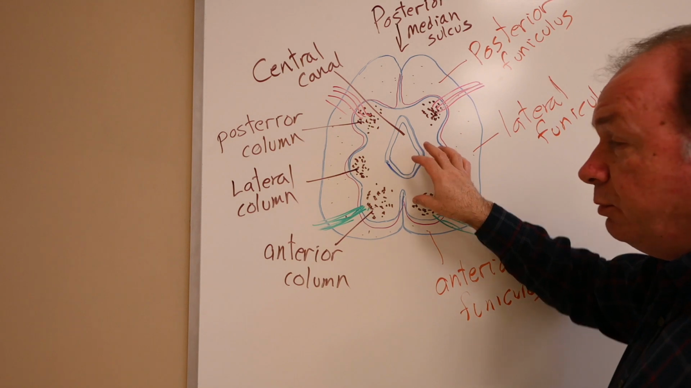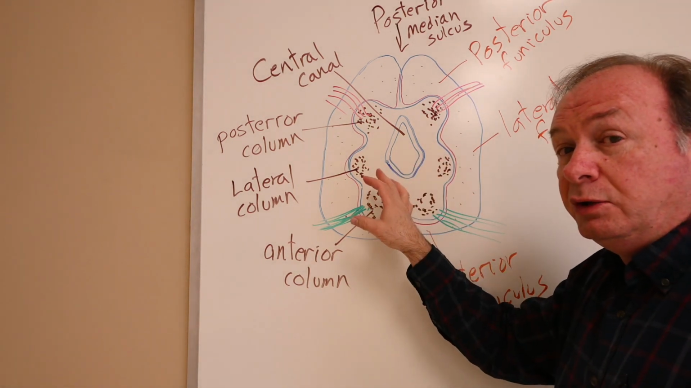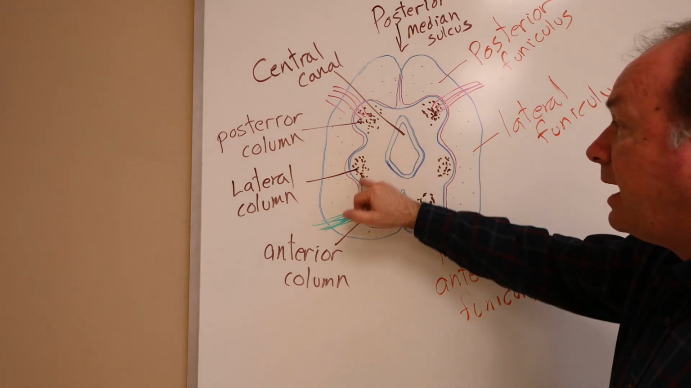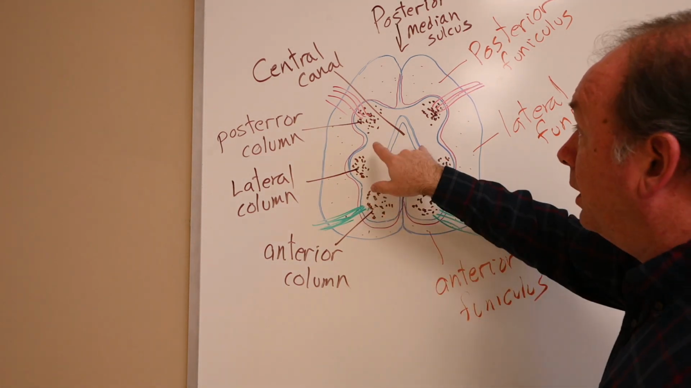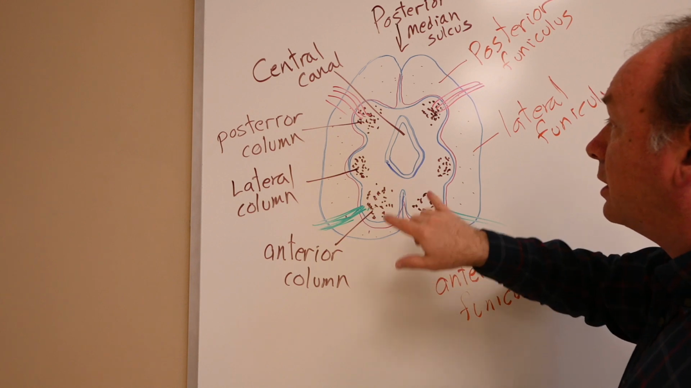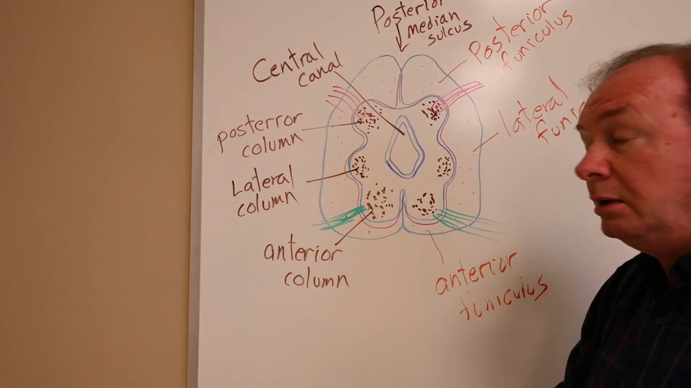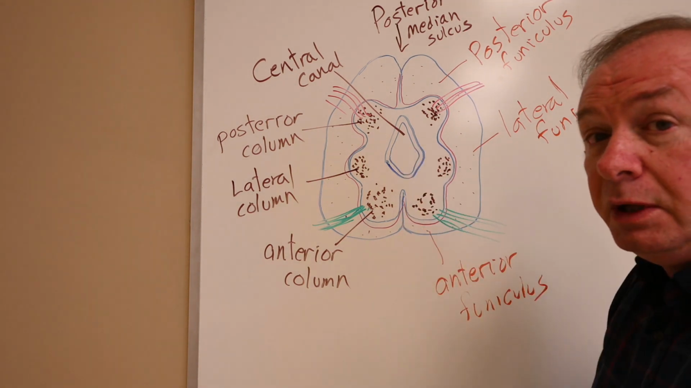This kind of arrangement is going to continue on into the brain, from behind up in toward the brain. We're going to lose our lateral columns, they'll disappear, but our posterior column and our anterior column of gray matter will continue into the base of the brain, and we're going to look at that in our next lecture.